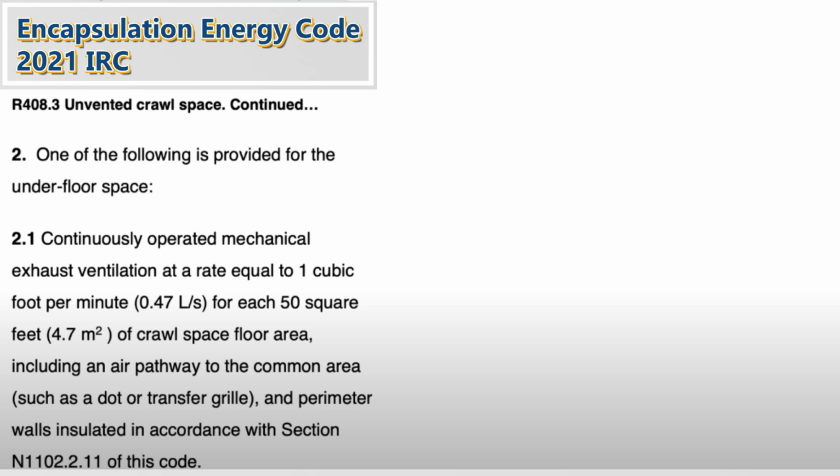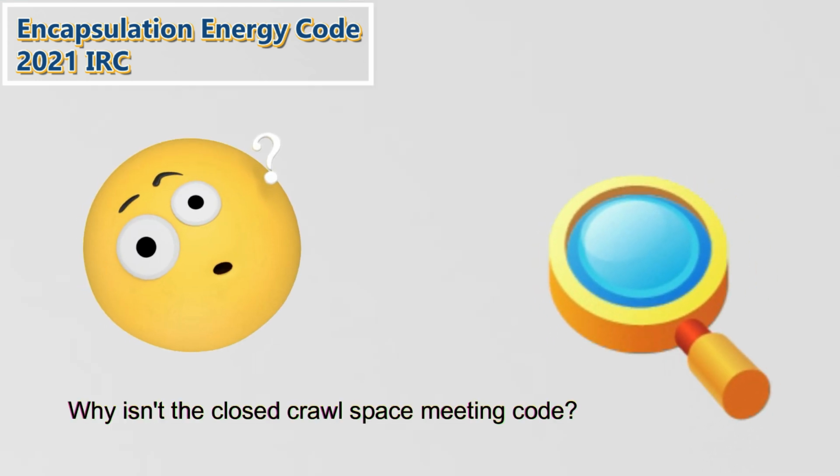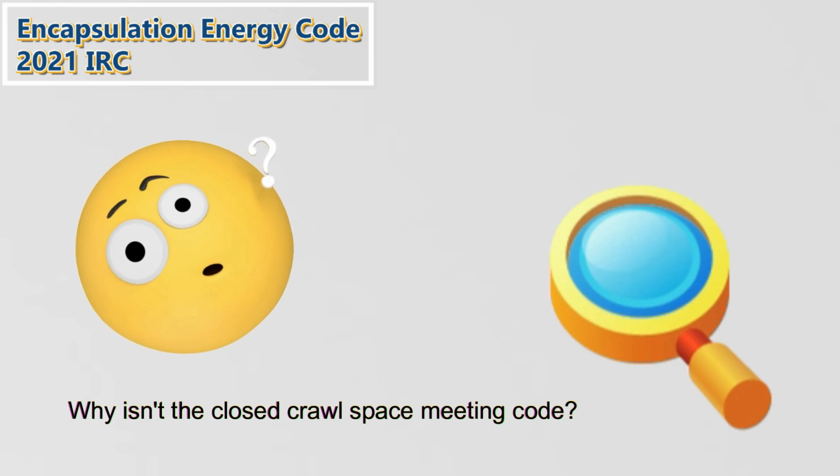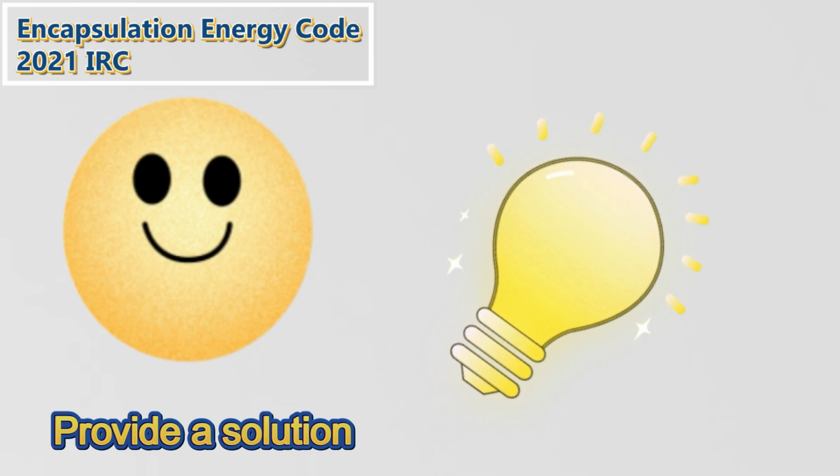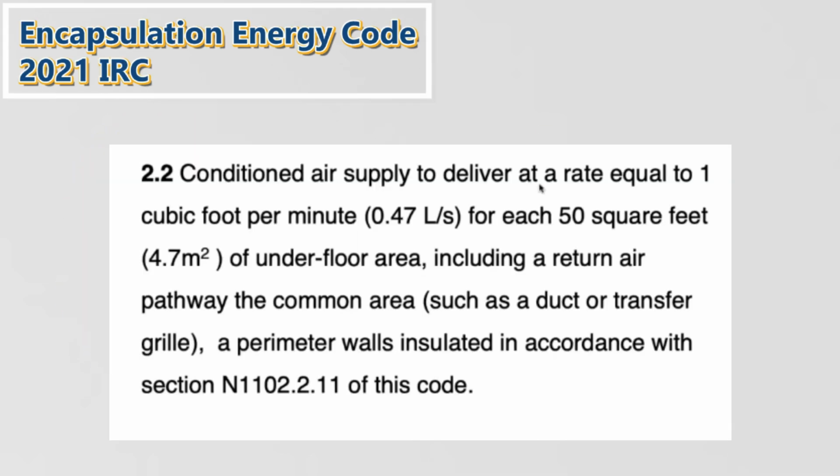The other purpose of this is you being able to detail on an inspection why a closed crawl space isn't meeting code and provide the client with a solution to help solve the issue. In Section 2.2 of the code, the conditioned air supply has to deliver at a rate equal to 1 cubic foot per minute for each 50 square feet of underfloor area.